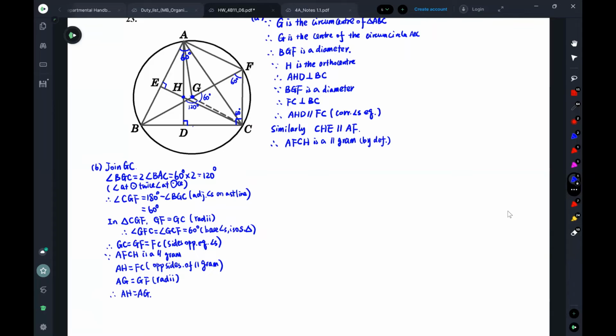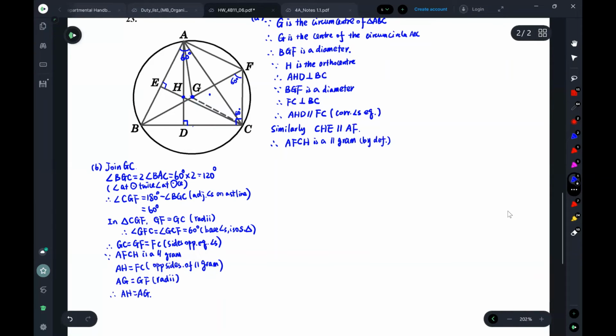This is what I call solution 1. Okay. Now look at solution 2. Solution 2, this solution I think I admire. In this solution, we do not have to connect GC.